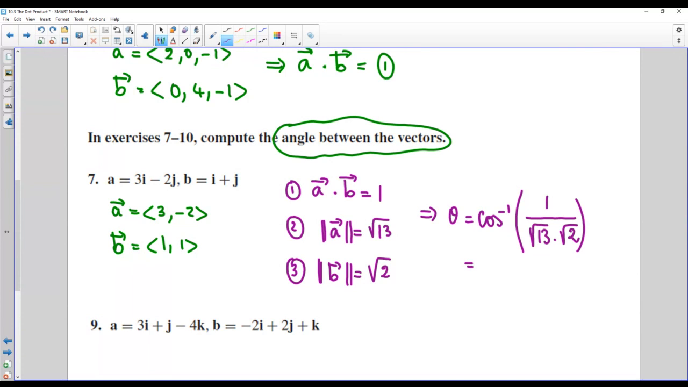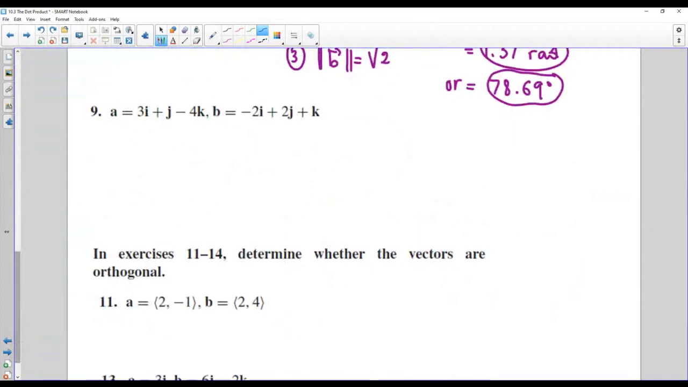So just enter all of this in the calculator, and you will find your answer. If you are working in radians, 1.37 radians, or in degrees, Zaina, did you find 78.69? 78.69 degrees is great. Okay, no problem. I think you're all fine with this. We can do 9 without any problems.